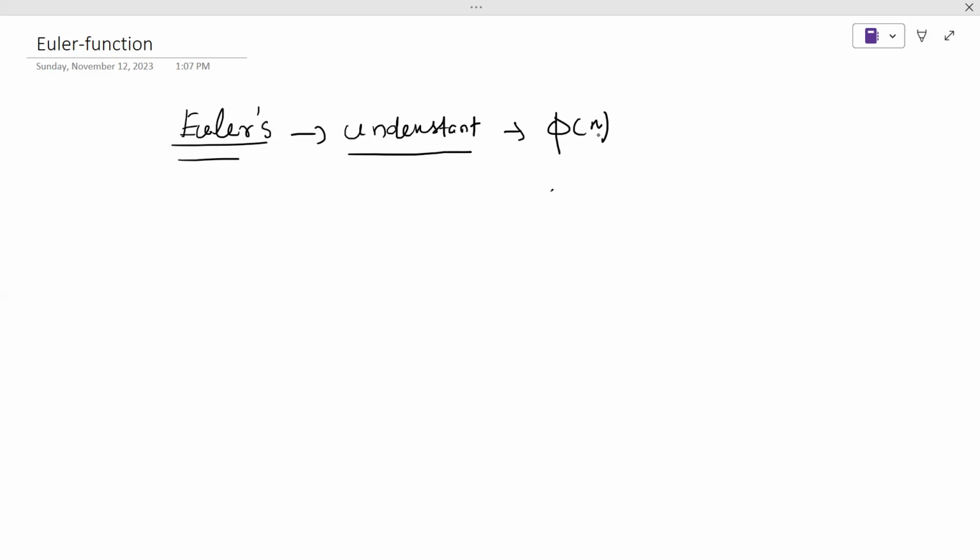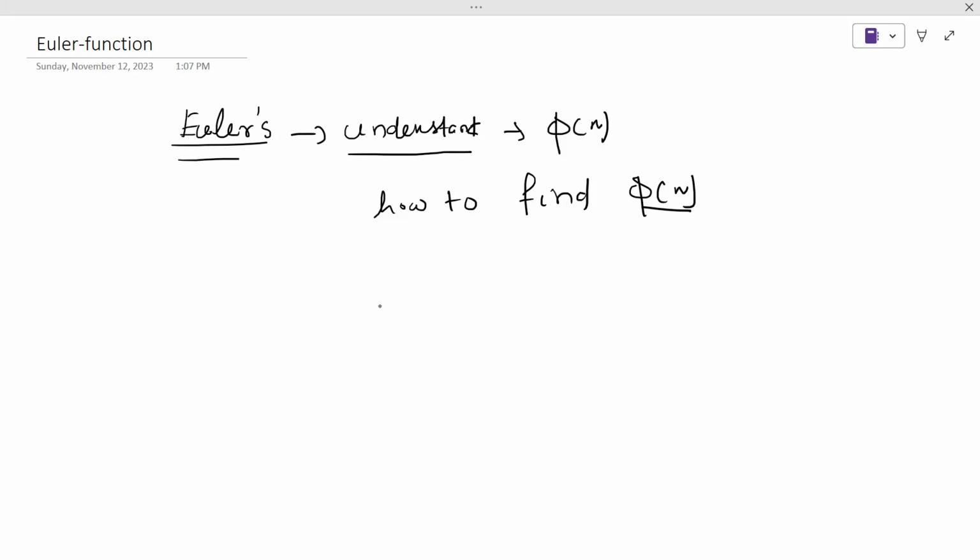The second point is to understand how to find phi of n. So there are 2 points for Euler's function: one is to define what the phi n function is, and the other is how to find the phi n function.